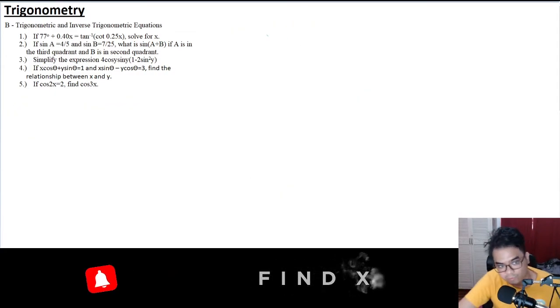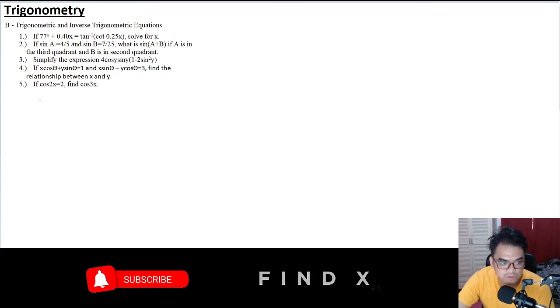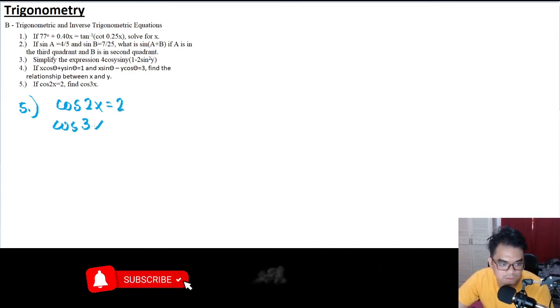Okay, we got our last problem for our second topic. For number 5, we have if cosine 2x is equal to 2, we have to find the value of cosine 3x.